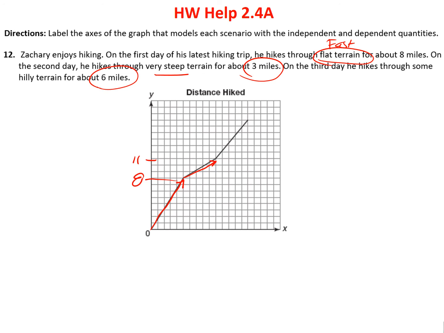And then he has hilly, which is kind of in between. Once again, he can go a little faster than he did the day before, but not as much. So in this case, what's being measured over here is distance, which is in miles. And over here, you could say this is time. Probably not in days, although you could say it in days.